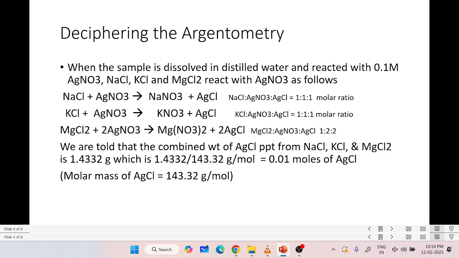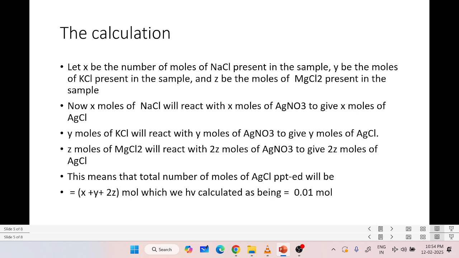Okay, we are also told that the combined weight of AgCl precipitate from all this NaCl, KCl and MgCl2 is 1.4332 grams, which actually equates to 0.01 moles of AgCl, because the molar mass of AgCl is 143.32 grams per mole. Okay, all right. So now let X be the number of moles of NaCl present in the sample, Y be the number of moles of KCl present in the sample, and Z be the number of moles of MgCl2 present in the sample.